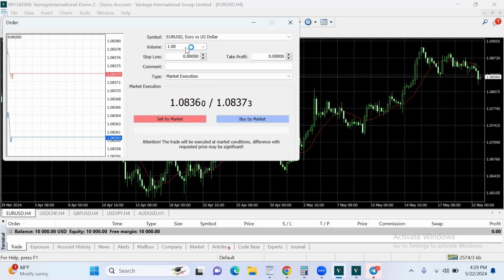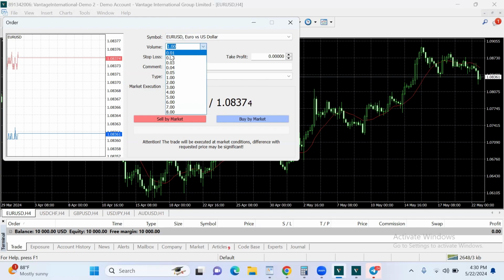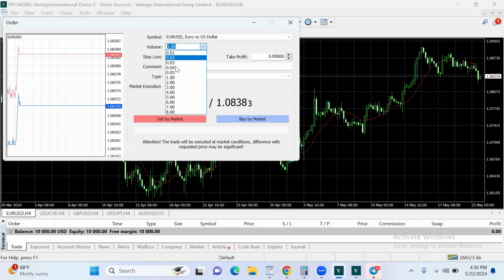Now you can see this lot size here is what we call a standard lot. That's a large lot size. For you to be able to trade this 1.00, it means that you have a sizable amount of money in your account. But if you don't, then you can reduce the lot size. You use this drop down arrow here, you click on it, and you can see there's 0.01. That is the minimum. There's 0.01 all the way to 0.05 and so on. Even the ones that are not here are all still there. You can write it there.